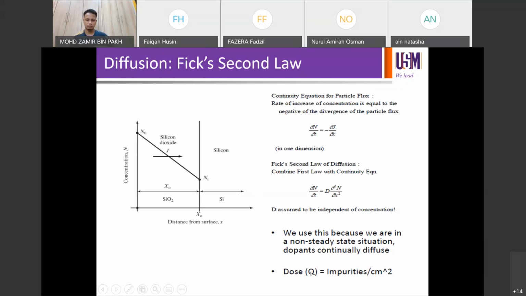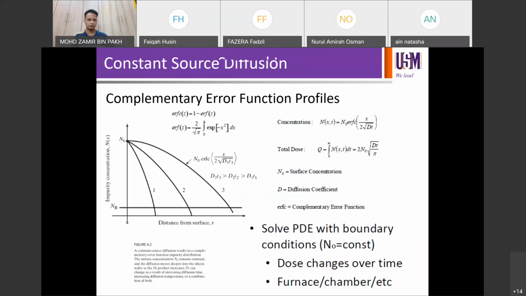Dose of the precursor material is given by impurities per cm squared. We're going to use this one for calculation later on. Dose is Q. I think when you do the calculation, you will see the difference between two different profile calculations. We're going to come to that later on. Okay, let me finish another few more slides.